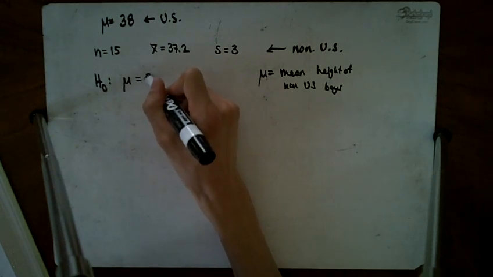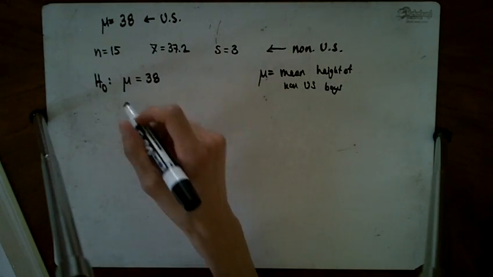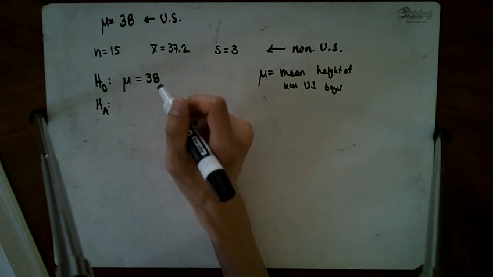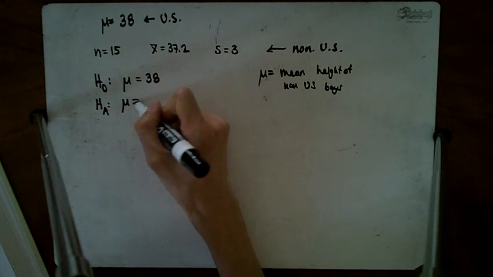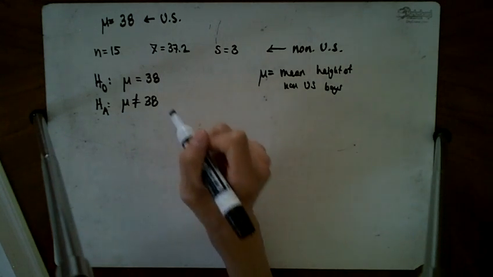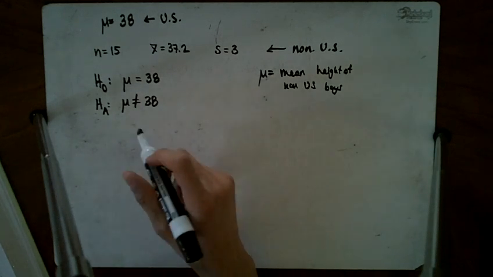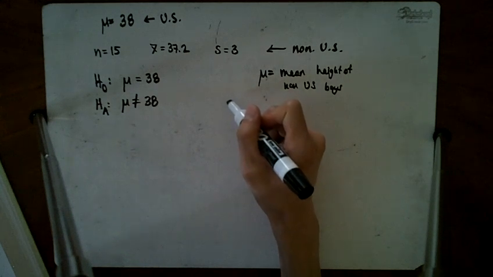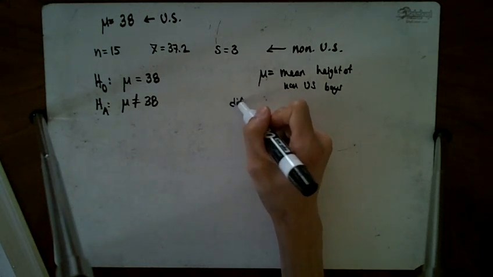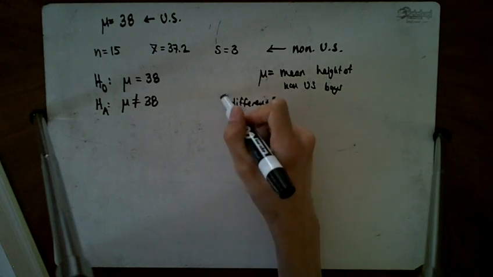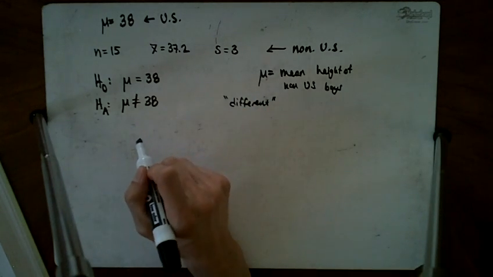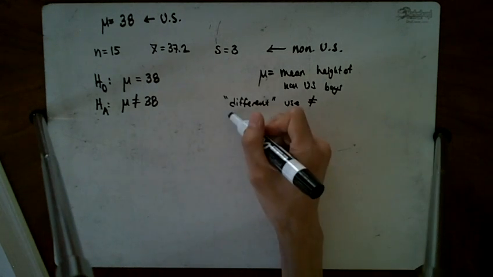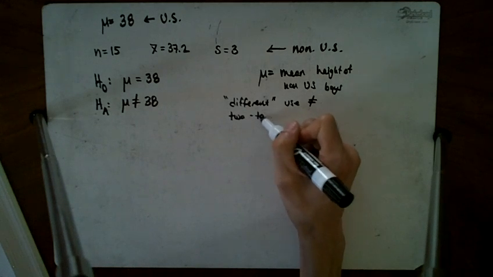The null hypothesis would be that the mean height is the same as it is for the United States, meaning that mu is 38 inches, and the alternative is that the mean height is not 38 inches. That's just because in part A, it says significantly different. So you just see the word different. It's not saying is it higher or lower, it just says different. So we've got a not equal to sign. When you see different, use a not equal to sign, and that means we have a two-tailed or two-sided test.